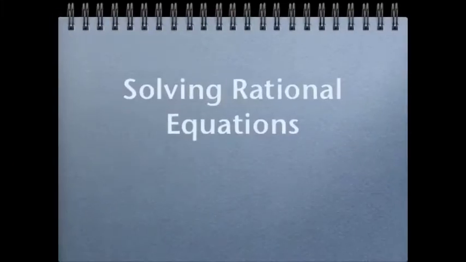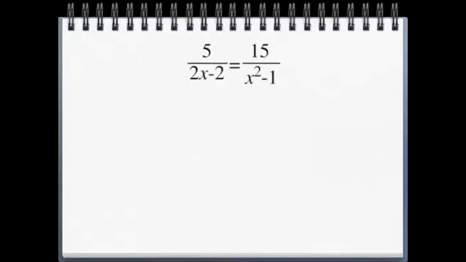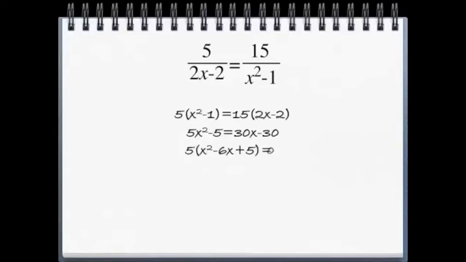Solving rational equations. The first thing you do is cross multiply. Then you can simplify. Then move everything to one side and solve for x. Let's look at this equation. The first thing you do is cross multiply. Then use the distributive property. Next, you rewrite the equation to standard form. And factor and solve for x.